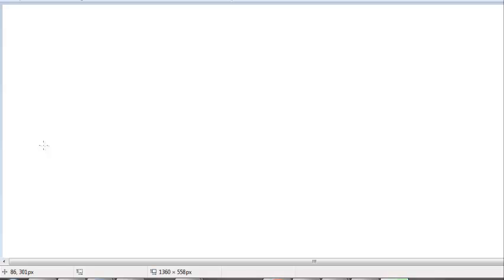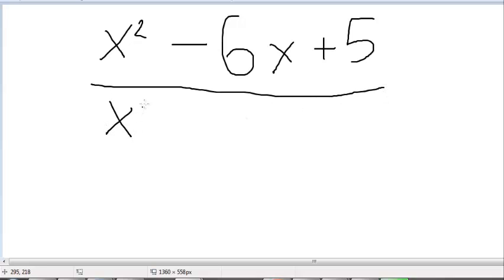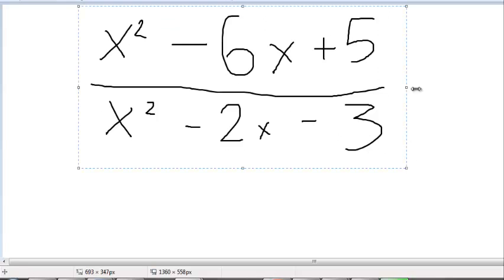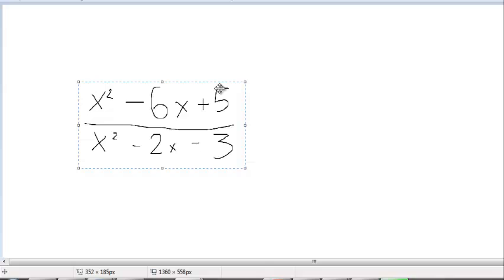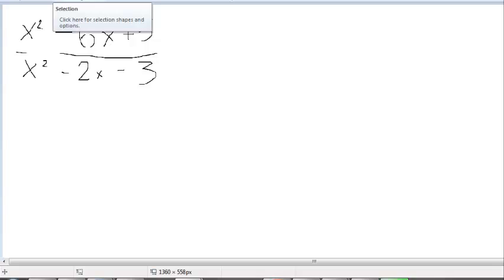We're going to be exploring a rational function. A rational function is a function in the form of a fraction. We're going to explore one in particular, the function x squared minus 6x plus 5, this is our top piece, over x squared minus 2x minus 3. So this is our equation. We're going to graph it and explore all its properties and everything like that.